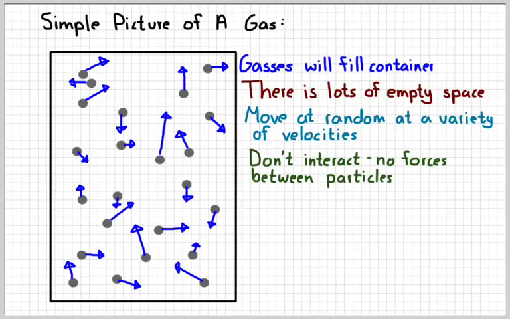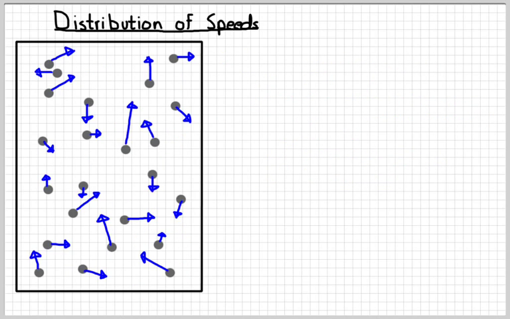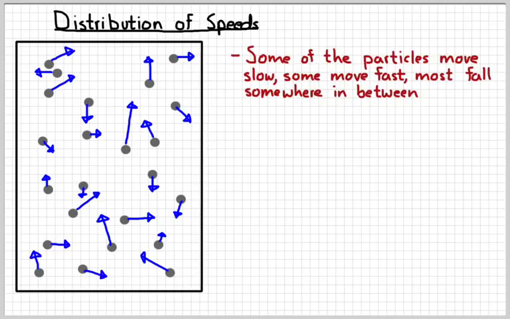And then they don't interact with each other. The only way that they are going to ever know that each other are there is when they run into each other. So there's no forces between them. So how are the speeds distributed? How can we describe what's going on with those velocities? Notice, first of all, that some of the particles move slow, a few of them move fast, but most fall somewhere in between. So there's a slow one.